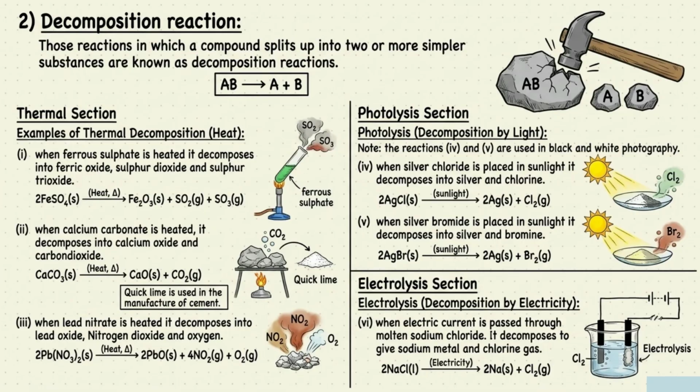And finally, the electrolysis section, where electricity is the hammer breaking the bonds. Example 6. When a strong electric current is passed through molten sodium chloride, it violently decomposes to give pure sodium metal and chlorine gas. 2NaCl liquid with electricity over the arrow yields 2Na solid plus Cl2 gas.